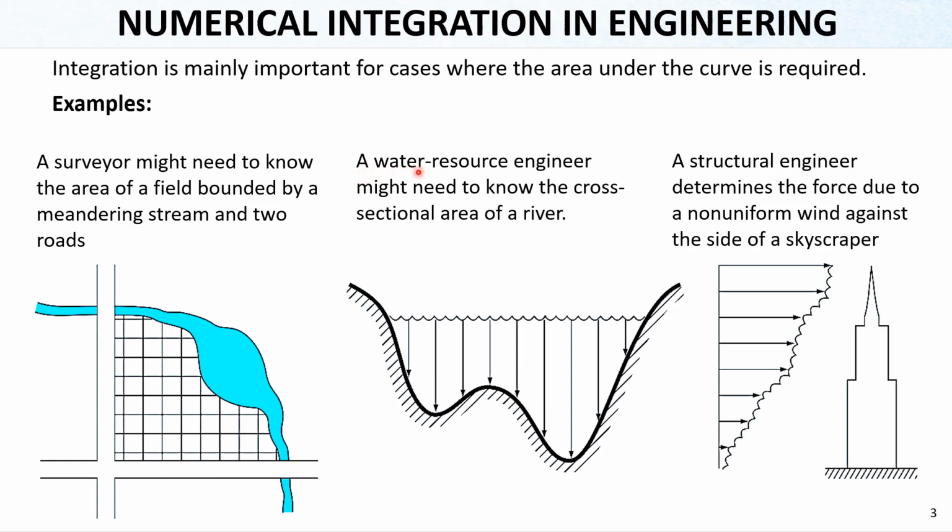Another example is a water resource engineer, who might need to know the cross-sectional area of a river. Let's say this is the channel cross-section of the river. The river is flowing in the third direction, and we just want to know the depth and the area of the water at this cross-section. If we know the data at the top of the water, we can get the area underneath to get the area. In another example, a structural engineer determines the force due to a non-uniform wind against the side of a skyscraper.